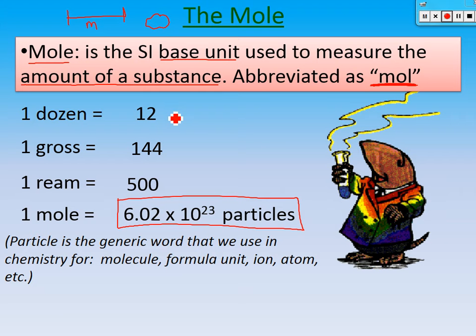If we were to write that out, let me do that down here. 6.02, and then we multiply it by 10 to the 23rd. That means we move the decimal 23 times to the right. So there's 1, 2, 3, 4, 5, 6, 7, 8, 9, 10, 11, 12, 13, 14, 15, 16, 17, 18, 19, 20, 21, 22, 23. Okay, and then we put a decimal.